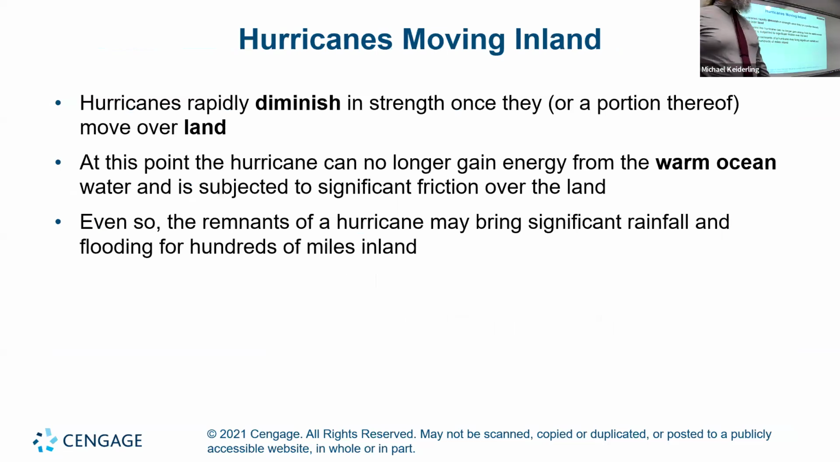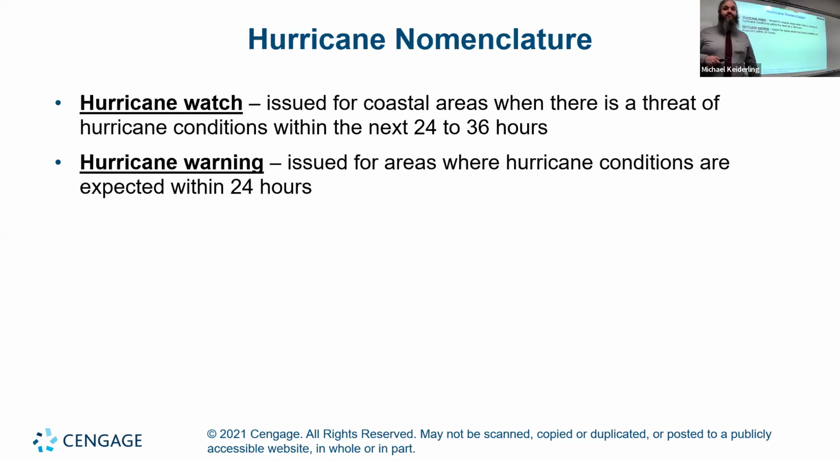So the thing is, once hurricanes hit land, they rapidly diminish in strength because they no longer gain energy from the warm ocean water, and they're subjected to significant friction over the land. They get much weaker. Even so, the remnants of a hurricane can bring significant rainfall and flooding for hundreds of miles inland. Because flooding is the biggest problem with hurricanes.